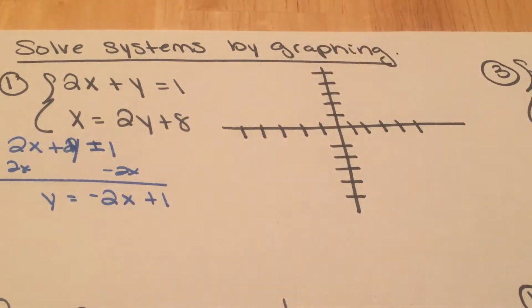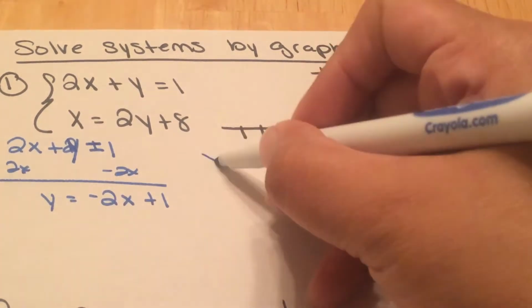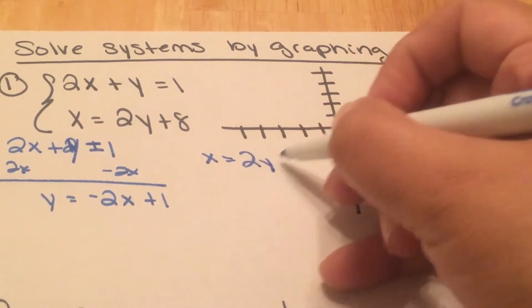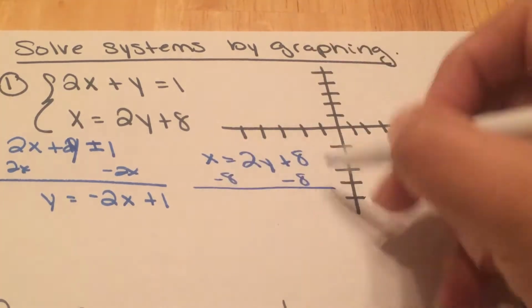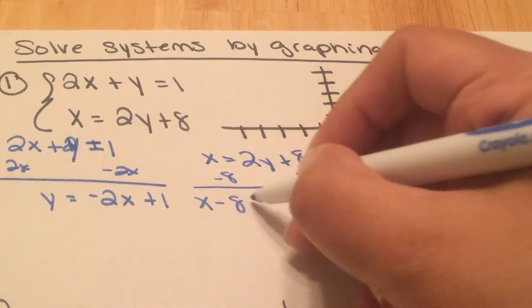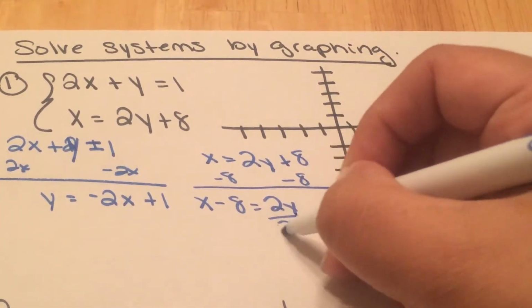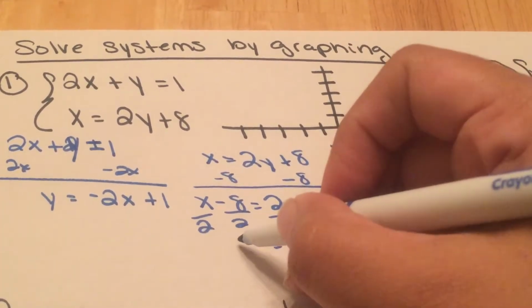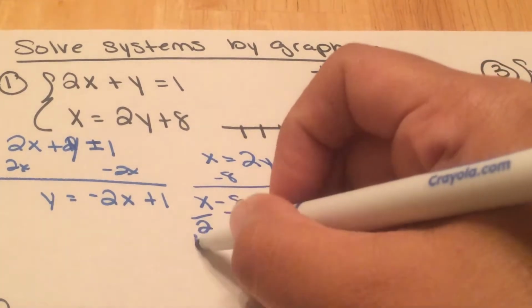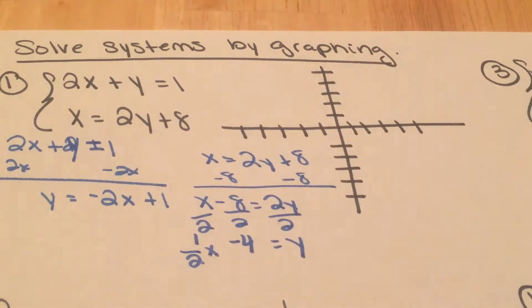Then I'm going to take that bottom equation and I'm going to do the same thing. This is going to look a little weird because we're going to have the y on our right side. So I'm going to subtract 8 from both sides. I'm going to have x minus 8 equals 2y. And I'm going to divide each term by 2. So we have y equals negative 1/2 x minus 4.